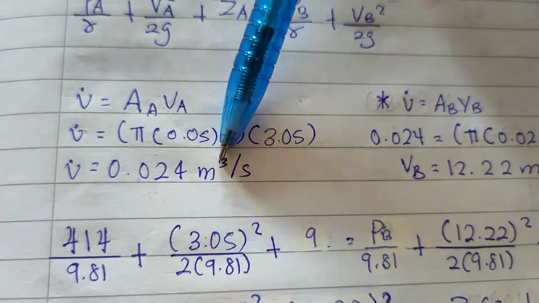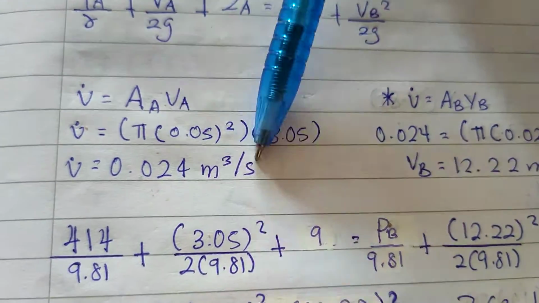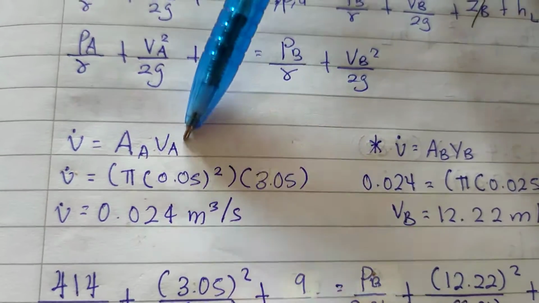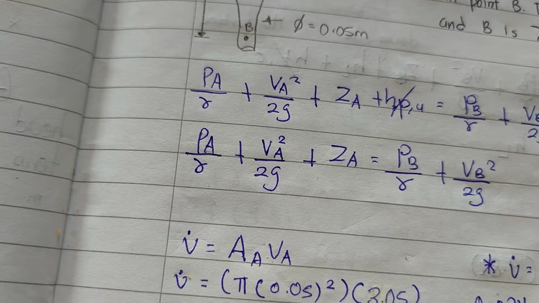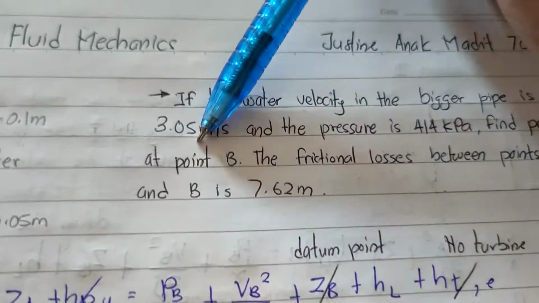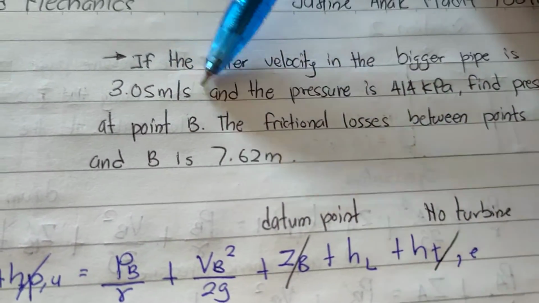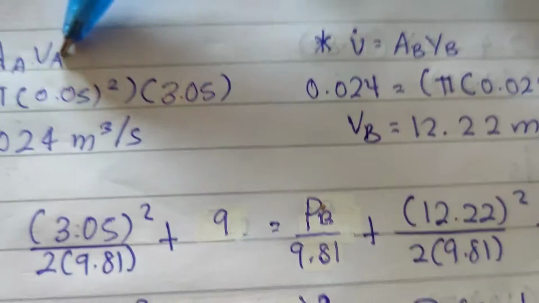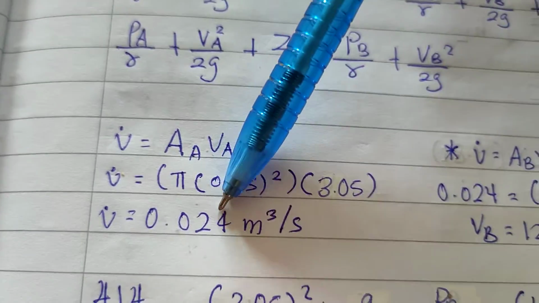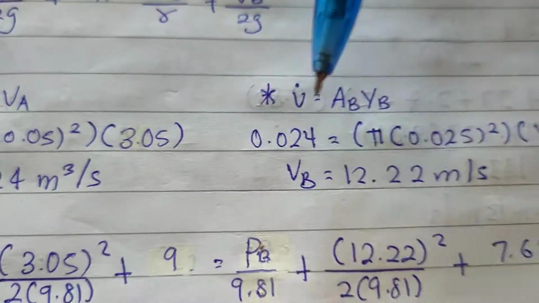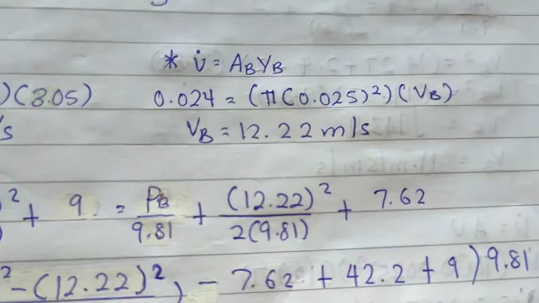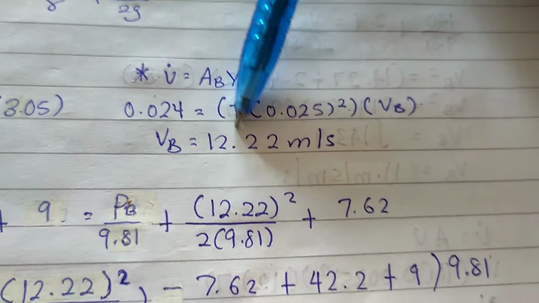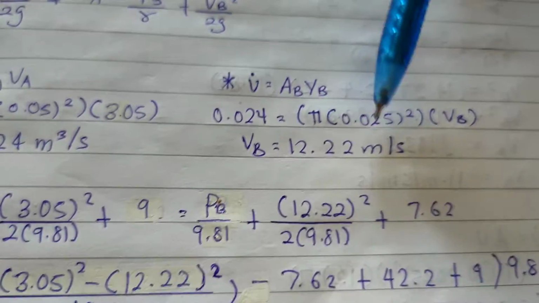0.024 meter cube per second. VA is given in this question. You can get it from the question above. Then after you get the volume flow rate for A, you can find VB for this question. The VB for this question will become 12.22 meter per second.